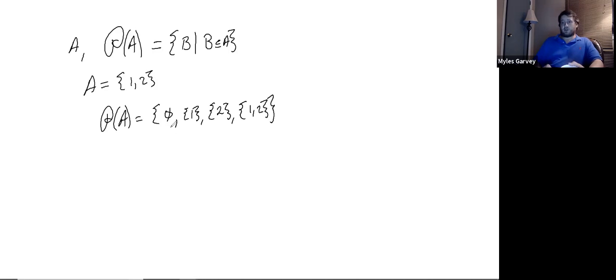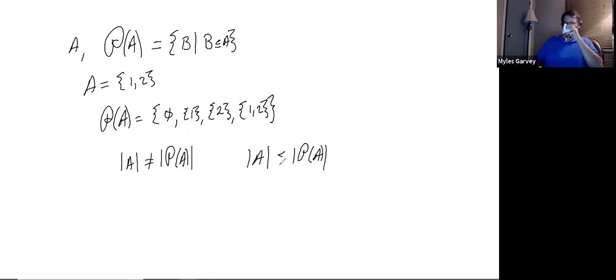But notice, interestingly enough, that the cardinality of A is not equal to the cardinality of the power set of A. In fact, the cardinality of A appears to be less than the cardinality of the power set of A. So we have some interesting things here that we can think about.